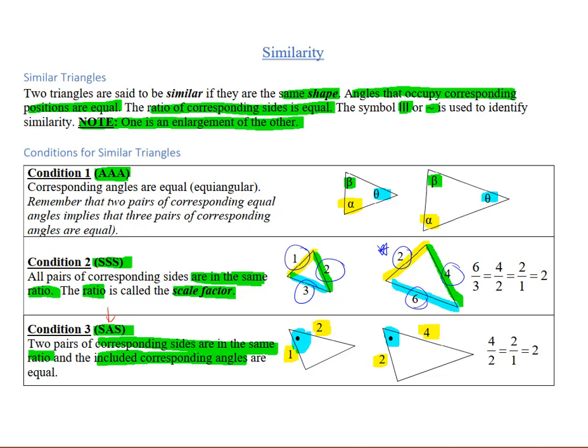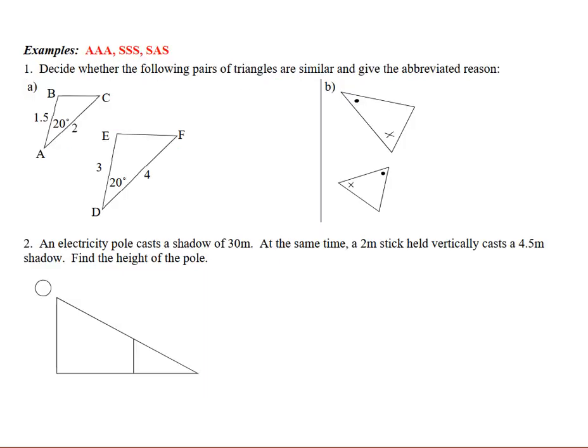Well, we have 4 over 2, so our second triangle over our first triangle equals 2 over 1, which is 2. So in this case, our scale factor is 2 again, so our second triangle is twice the size of our first triangle, so it's enlarged. So let's look at some examples. Whenever you're doing these, do what I've done. I've written at the top of my page my conditions for similarity: AAA, SSS, SAS. So you know what you're looking for.